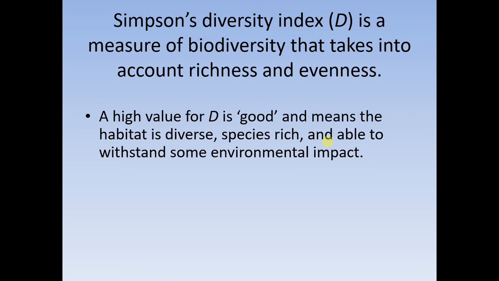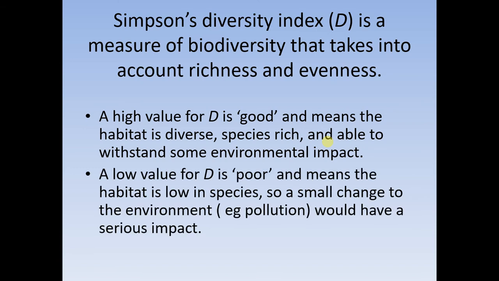So the Simpson's index is going to be between 0 and 1. A high value of D, like 0.99999, closer to 1, is good, and it means that the habitat is very diverse. It's very species rich and it's able to withstand environmental impacts. A low value of D, like 0.11111 or close to 0, is poor. And that means that the habitat has low species diversity, isn't very rich, and small changes to the environment could have serious impacts.